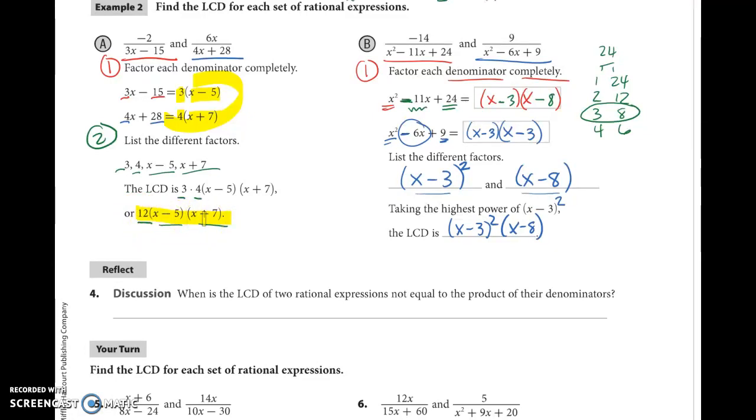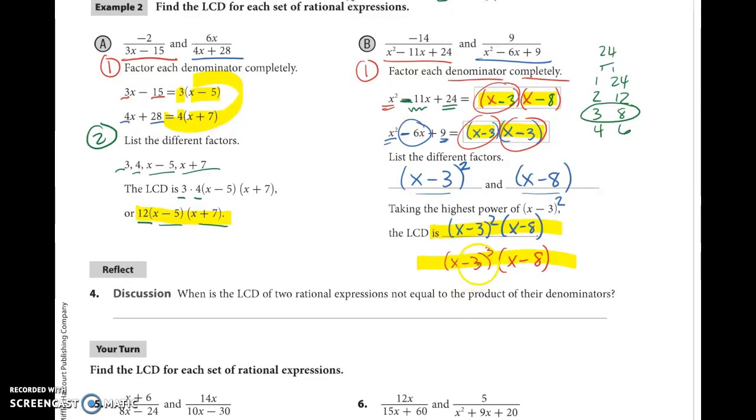But if we look at the one in part B, we had x minus 3 times x minus 8 times x minus 3 times x minus 3. So if we just took all those and multiplied them together, then our LCD would actually have been x minus 3 multiplied 1, 2, 3 times, and then the x minus 8. So it doesn't work for this scenario here, right? So why is that? So let's say, when is the lowest common denominator of two rational expressions not equal to the product of their denominators?